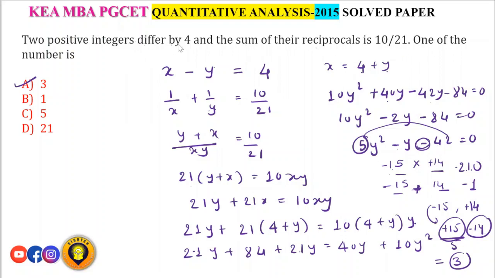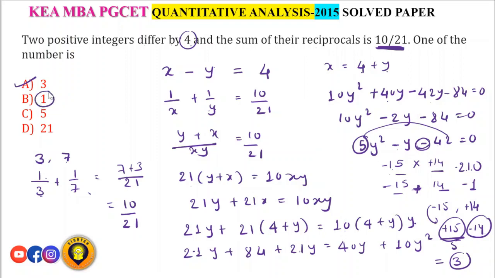Two positive integers differ by 4. Let's say one of the numbers is 3, then the other number will be 7, because the difference should be 4. The number cannot be negative because it is a positive integer. Just check whether the sum of reciprocals of these numbers equals 10 by 21. If so, then your option is correct. 1 by 3 plus 1 by 7. 7 threes are 21, so 7 plus 3 gives 10 upon 21. This satisfies our question. Therefore option A is the answer.